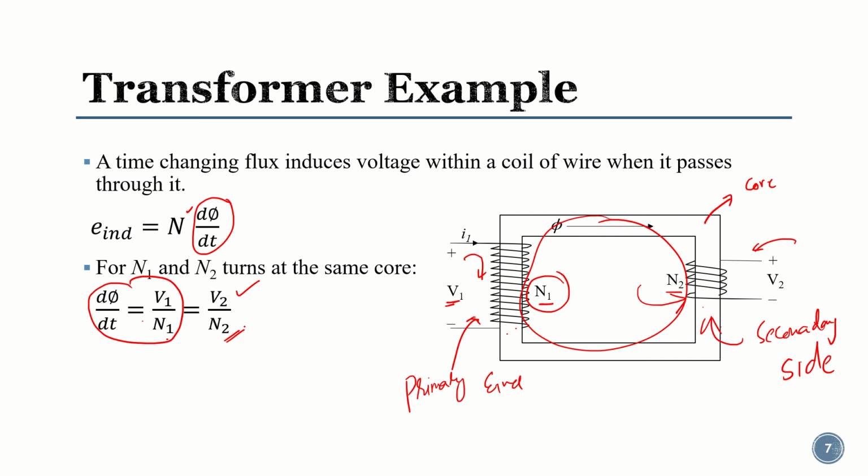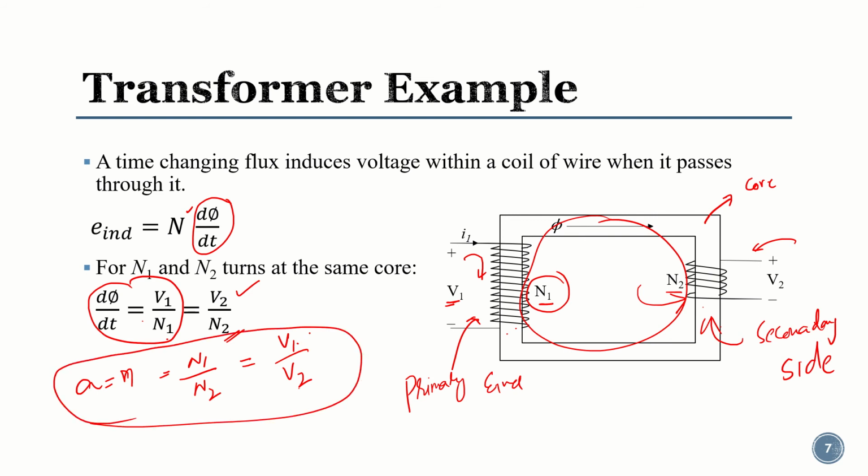The ratio of the number of turns of the primary to the number of turns of the secondary is called the turn ratio of the transformer, and usually we represent it using N or A. This is also the ratio of the input voltage to the output voltage, or primary voltage to secondary voltage. This is called the turn ratio of the transformer.